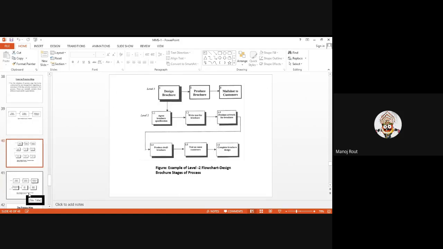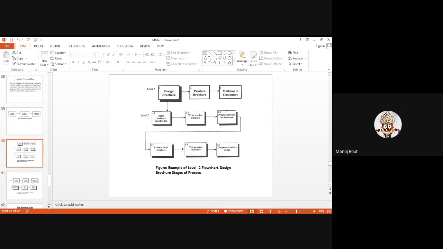So this is known as level 2 flow chart, design brochure, stage of process. In case of level 1, that is design brochure, produce brochure, mail shot to the customer. In the level 2, agree brochure specification. The next is write text for the brochure. The next one is produce artwork for the brochure. And finally, it should reach up to produce draft brochure, test on some customers, then complete brochure designs.